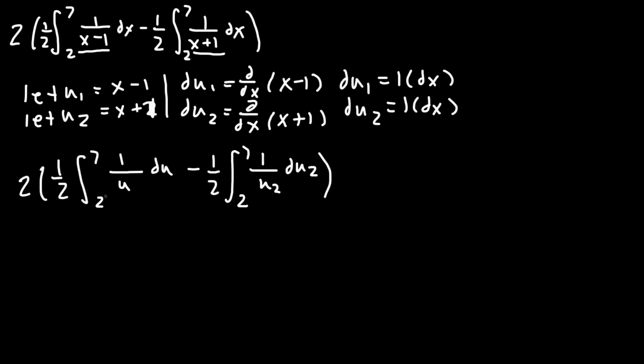So we need to take the a and b value of each one of these integrals, and we actually need to correct them. So we're going to re-express this as 2 times 1/2, the integral of 2 minus 1, which is 1, and 7 minus 1, which is 6, times 1 over u. And then for u2, we said it was x plus 1, so we're going to add 1 to a and b of this integral.